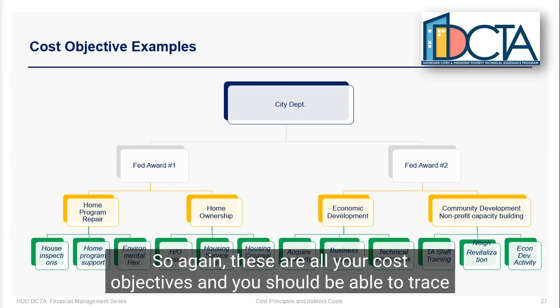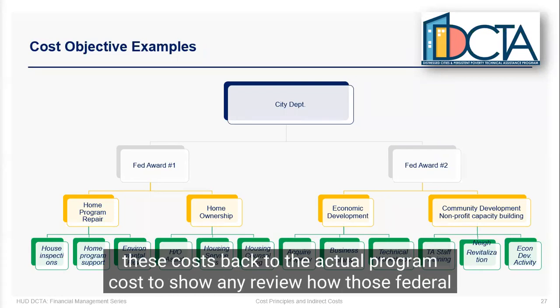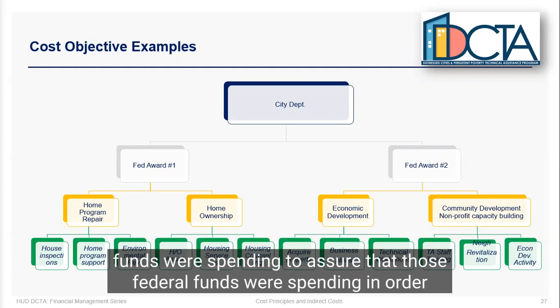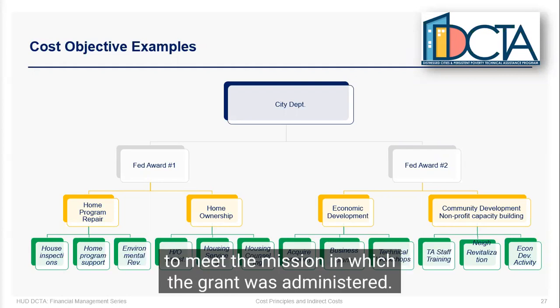So again, these are all your cost objectives, and you should be able to trace these costs back to the actual program cost to show any reviewer how those federal funds were expended, to assure that those federal funds were expended in order to meet the mission in which the grant was administered.